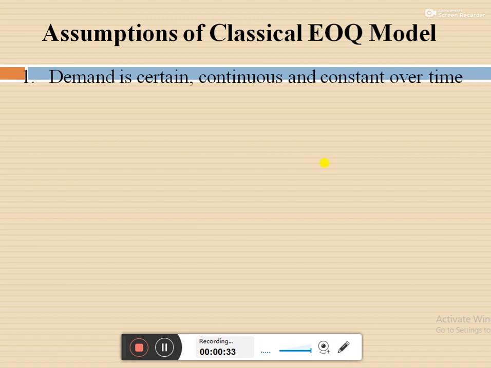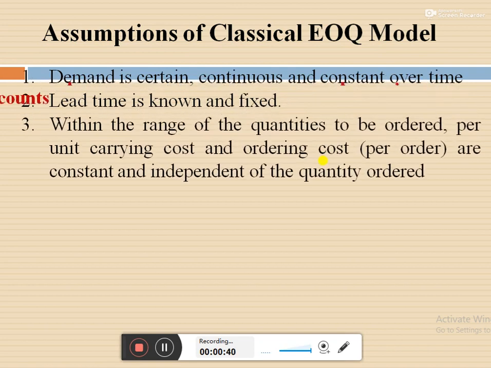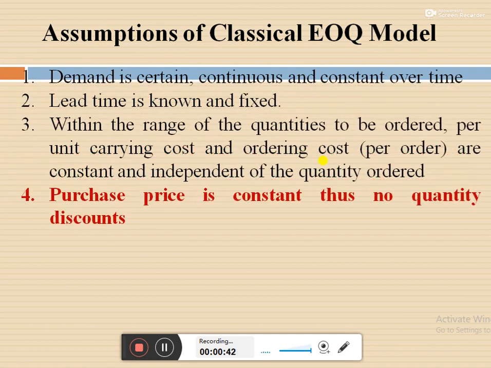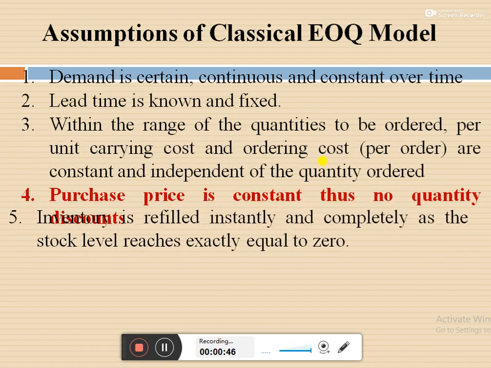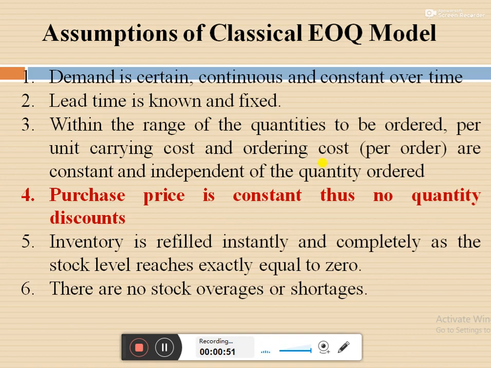These assumptions are as follows. Demand is certain, continuous and constant. Lead time is known and fixed. Carrying cost and ordering costs are constant and independent of the quantity ordered. The purchase price is constant. Inventory can be refilled instantly and completely in a single batch at a single point in time, and there are no stock overages or shortages.